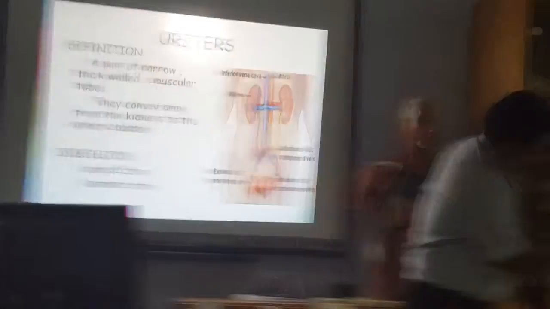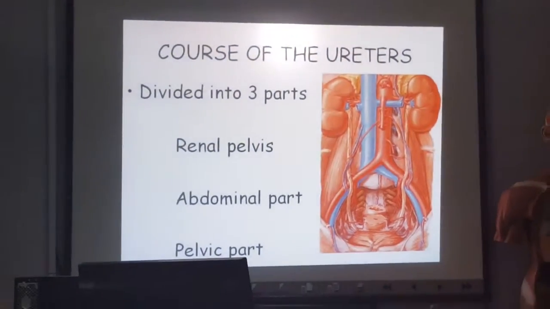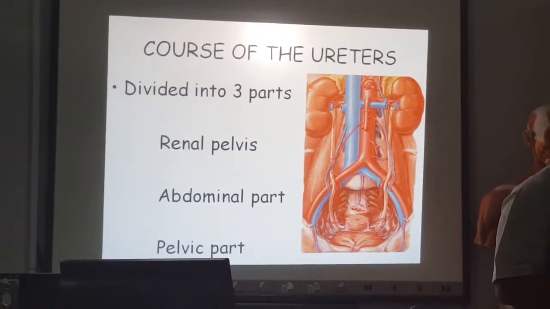In this model, here, both kidney and ureters, on either side of this aorta, right and left ureter. Next is about the course of the ureter. It begins from the renal pelvis, isn't it? Begins from the renal pelvis and it opens into the urinary bladder.